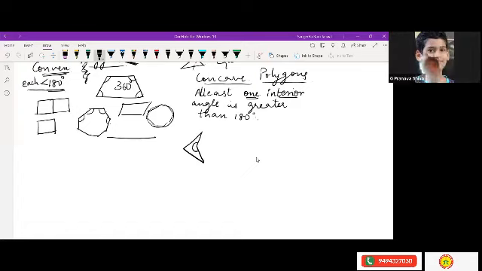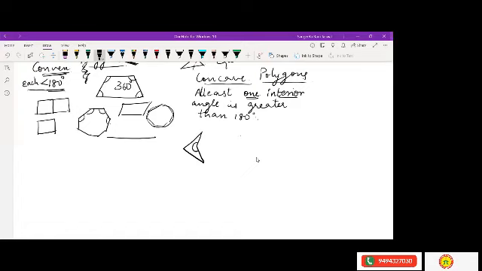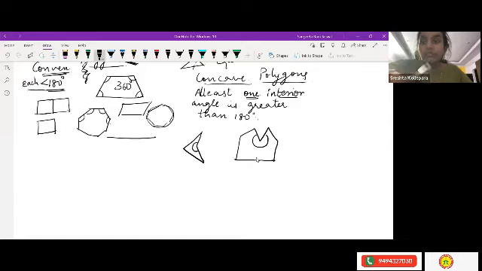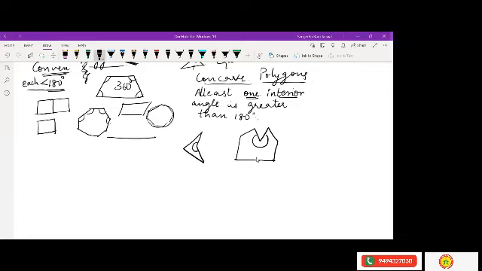Ma'am, so this figure is a concave figure, right? If I take this figure like this, I can see that at least one interior angle is greater than 180 degrees. Ma'am, is it convex or concave? Concave. What do you mean by cave? Cave means caved inside, like this. So we call it concave.